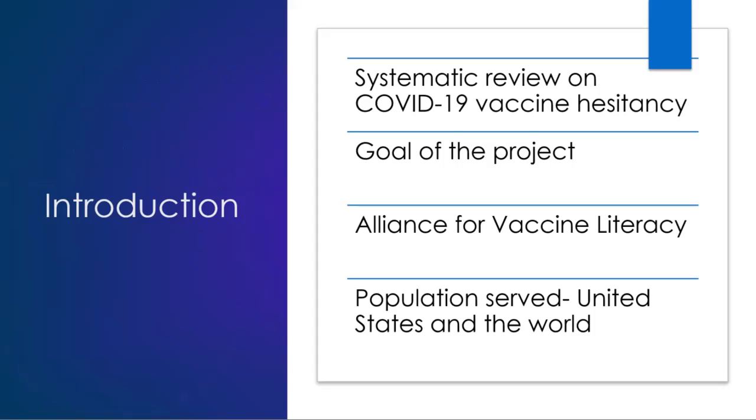The Alliance for Vaccine Literacy is the team that I worked for during my internship, and the team started by looking at flu vaccine hesitancy, and then the pandemic hit, and they focused more towards COVID-19 vaccine hesitancy. The population served is the United States and the world, because addressing vaccine hesitancy not only affects the population we're looking at, but also everybody else.